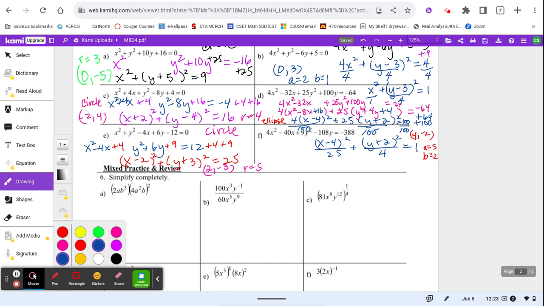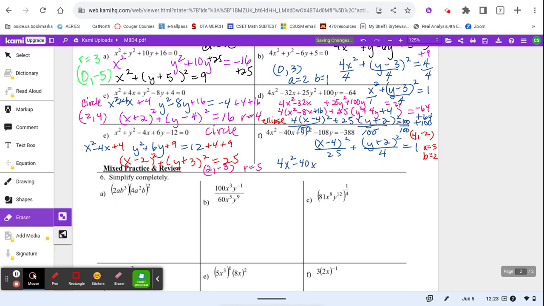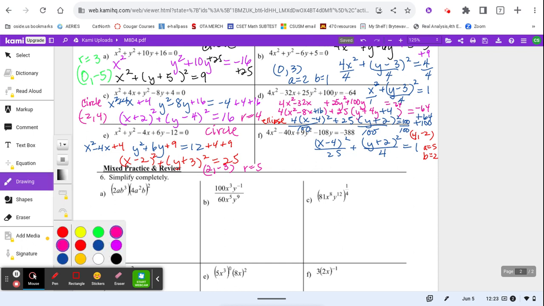Ooh, look at the next one. It's looking very ellipsey. Let's see how I can make space for this. I might have to write it and then erase it. 4x squared minus 40x. This is actually already grouped. I'm just going to start by dividing out the 4 because of space purposes. All right, 4x squared minus 10x. Leave space. 9y squared, equals negative 388. Now I actually have to grab my calculator for the 108 divided by 9.